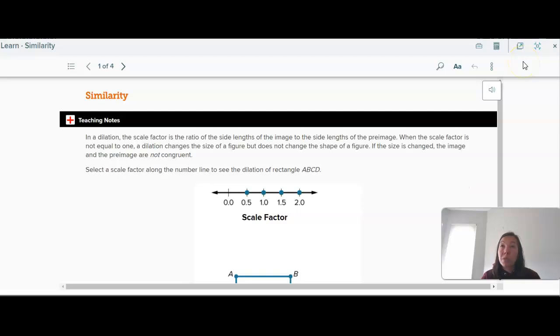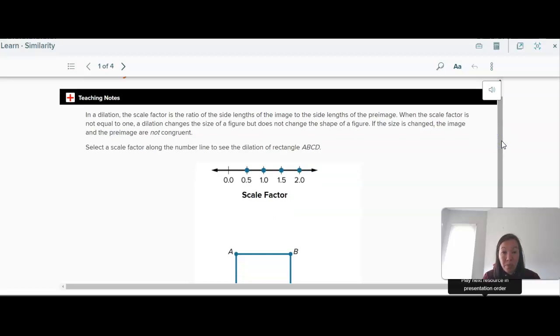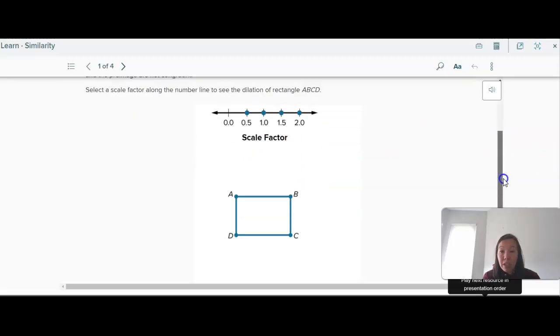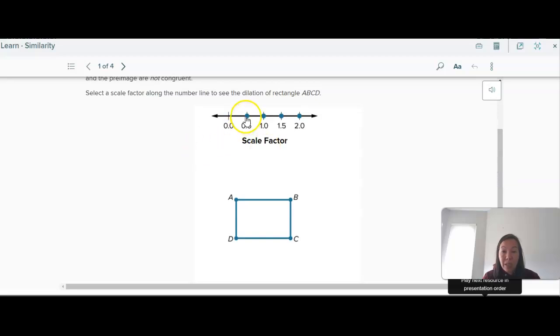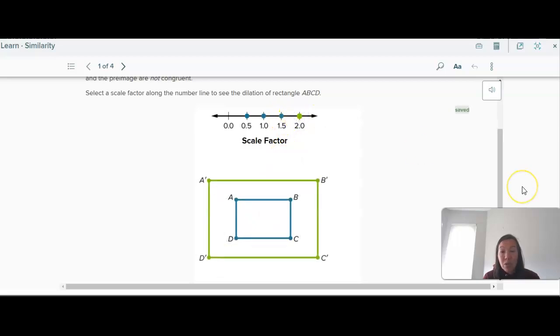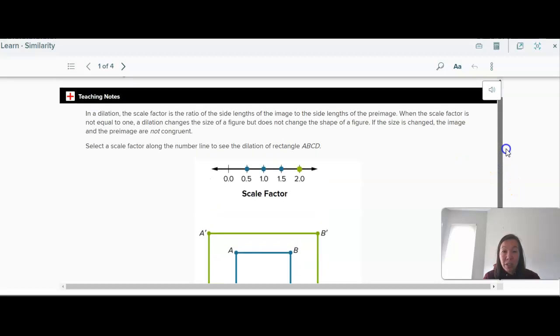The congruence transformations were translations, reflections, and rotations. Whenever you do those transformations, you end up with a congruent figure. But with dilations, we end up with a figure that could not be congruent. If we shrink or enlarge, then we have an image that's not congruent, but it is similar. Okay, so if I look at rectangle ABCD with a scale factor of 1/2, it gets smaller, right? With a scale factor of 1, which you don't normally see, it's the exact same image. 1.5 gets larger and 2 also gets larger. So this is a dilation of this rectangle.